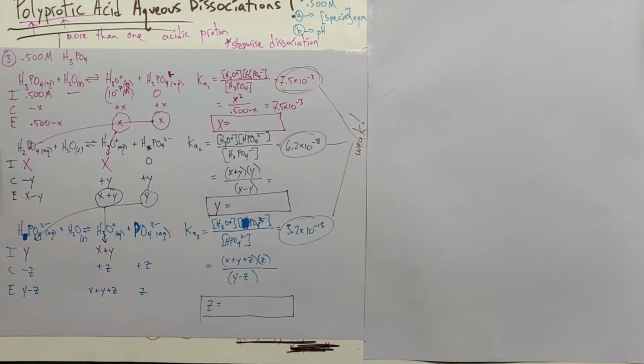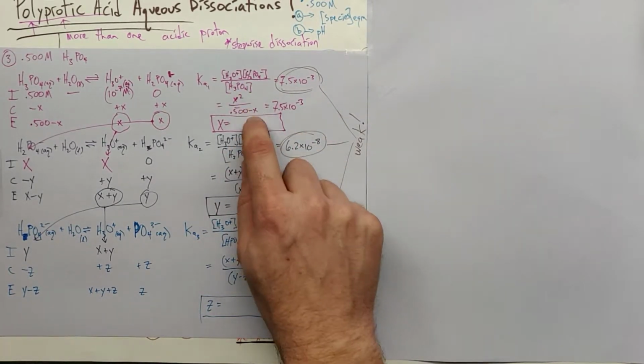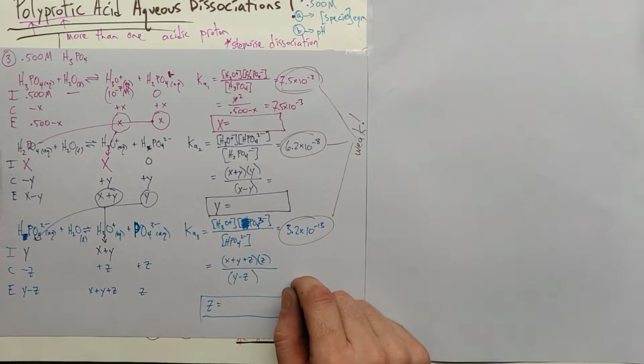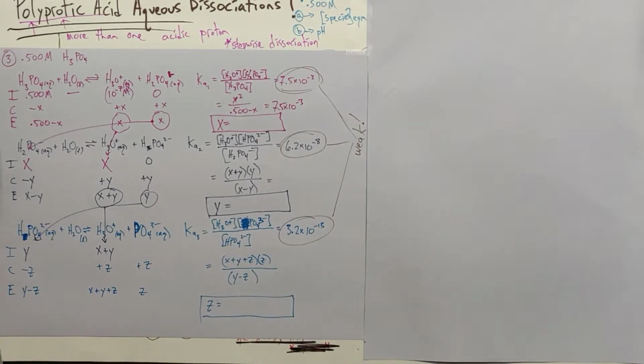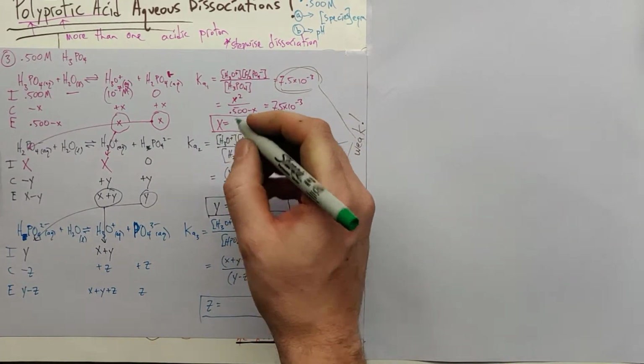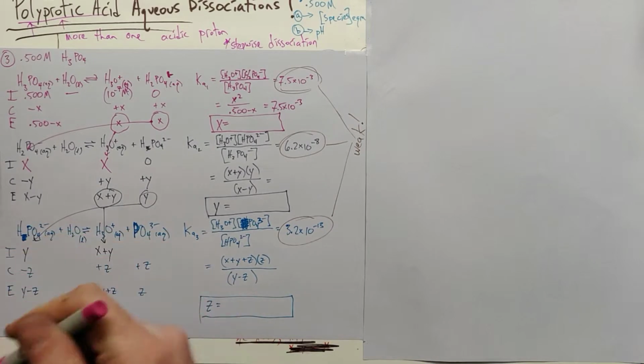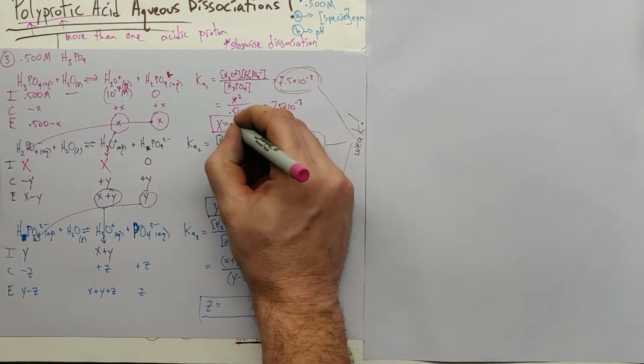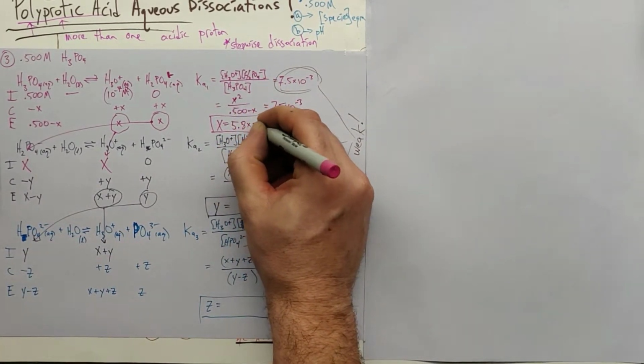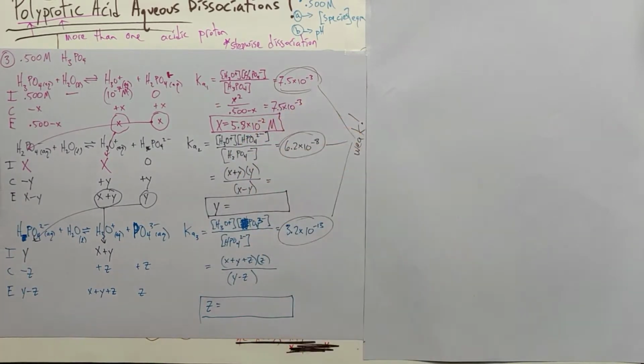And we use some program like Solver in the calculator to plug this quadratic in. And we find out that x is 0.058. I'll write that as 5.8 times 10 to the minus 2. So that's what x is.